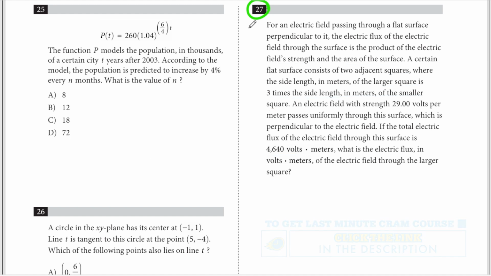Again, there is lots of fluff in this passage, so let's try to identify what's really important. The electric flux of the electric field through the surface is the product, that's important, of the electric field's strength and the area. So check this out. If you could call this, I don't know, the electric flux, EF, for example, then EF is equal to electric field strength multiplied by area.